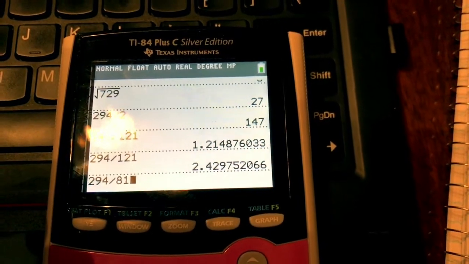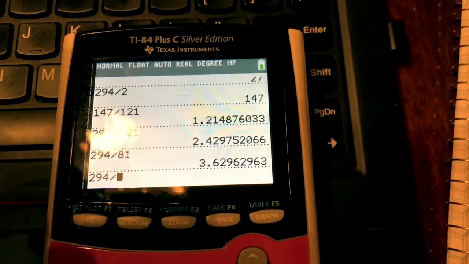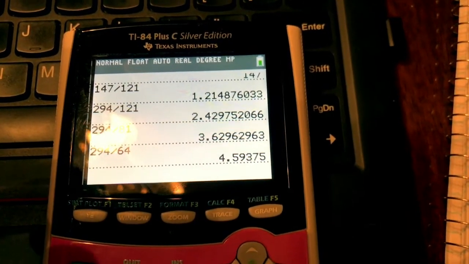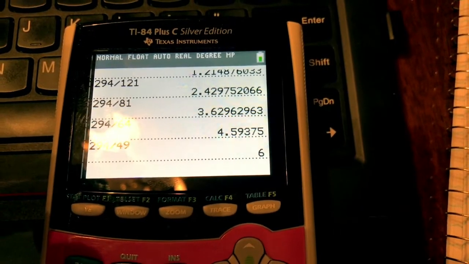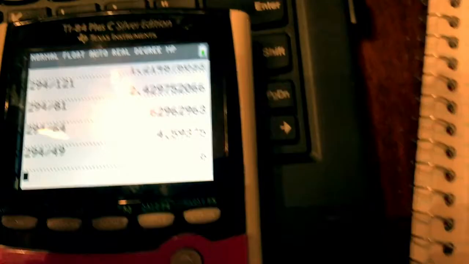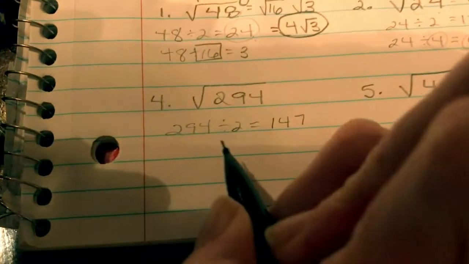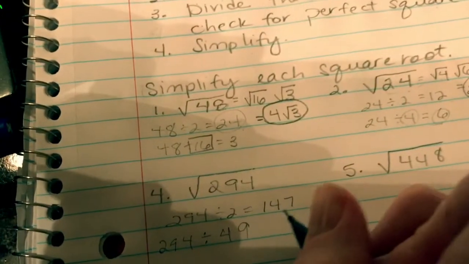Divided by 81, nope. 294 divided by 64, nope. 294 divided by 49, I'm just going up my list of perfect squares, and there it is. So 49 worked, it's a perfect square. So we're gonna rewrite this as 294 divided by 49 equals 6.